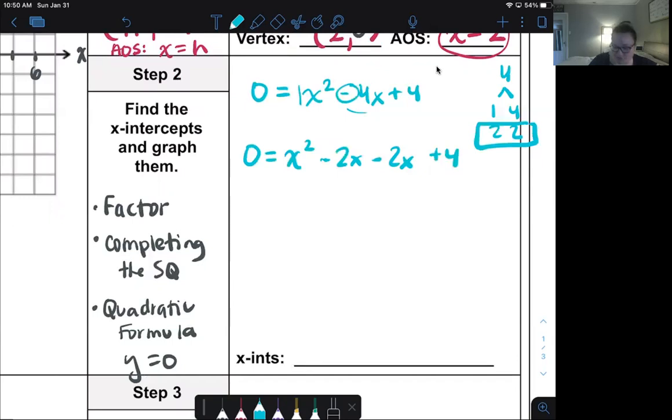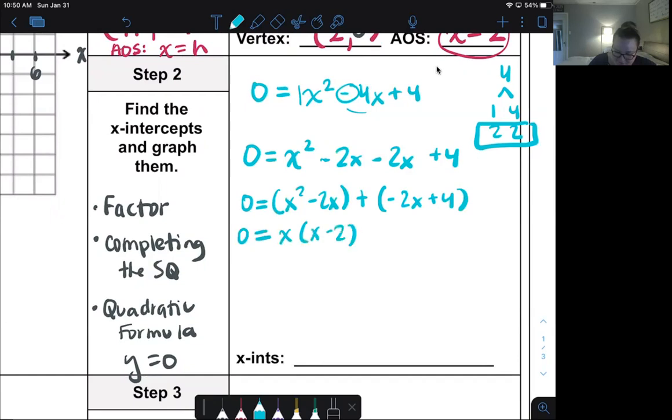Now I have my 4 terms. I'm going to put the first 2 in parentheses. I'm going to put the second 2 in parentheses with a plus sign in between. So make sure that negative is with the 2 in the parentheses. Then I'm going to factor out an x from x squared and negative 2x. I'm going to factor out a negative 2 from negative 2x and 4, and I'm going to get x minus 2. Hey, our parentheses match. I get 0 is equal to x minus 2 times x minus 2.